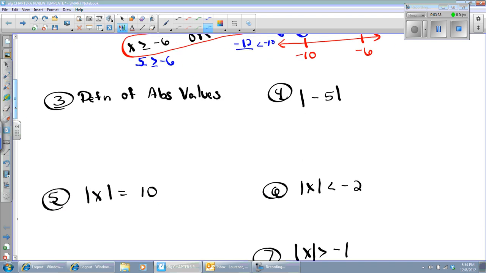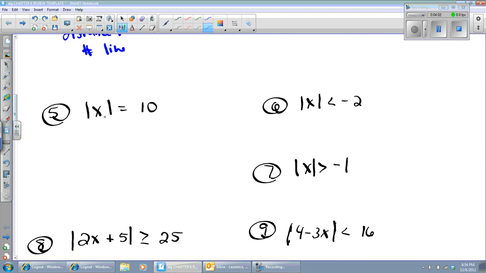All right, remember, you should know the definition of absolute value. That is the distance from 0 on a number line. Okay, so absolute value of negative 5 is 5 because it's 5 spaces from 0. But when I have a problem like this, there's going to be 2 answers because x could equal 10 because 10 is 10 spaces from 0, or x could equal negative 10 because isn't that 10 spaces from 0 as well?